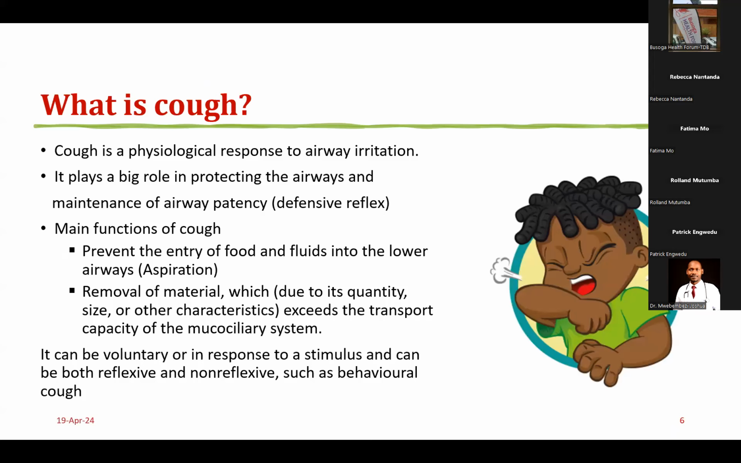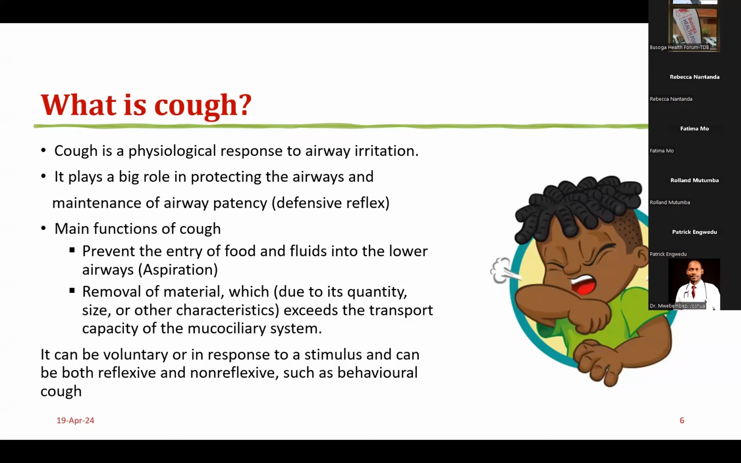But when it gets to the coughs that are persistent, that are causing illness, then that's the bad side of the cough. But it's not always bad. It helps us to really protect the airways and to keep them patent. And in this way, it helps to prevent the entry of food or fluids into the lower airways, and therefore it can help us to prevent aspiration.